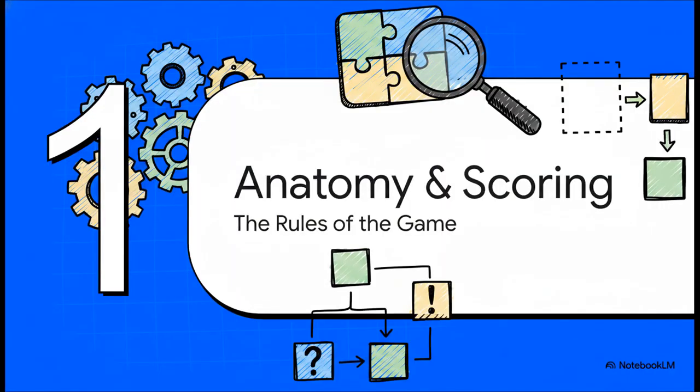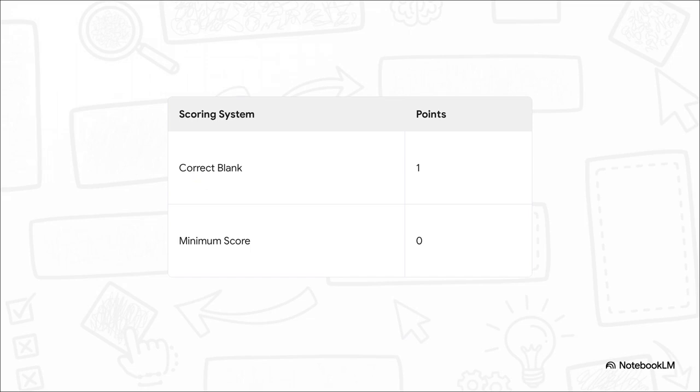Section 1, Anatomy and Scoring. We've got to know the rules of the game. Understanding the scoring structure right off the bat is a major advantage. You get 1 point for each correctly completed blank, and the absolute minimum score is a 0. So what does this actually mean for you? It means partial credit is your absolute best friend. Look, getting 1 word wrong in an 80-word prompt doesn't ruin the whole thing, so you can go ahead and alleviate that anxiety right now.